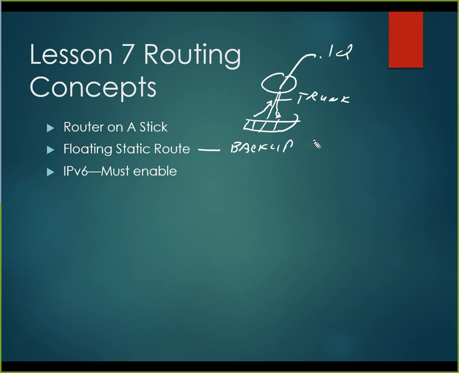Floating static route was to back up a dynamic route. To back up a dynamic route, we have to change the administrative distance, because the static route is going to have an administrative distance of 1. If we're backing up an EIGRP of 90 and we put the static route in, it's going to displace the dynamic route, the routing one.